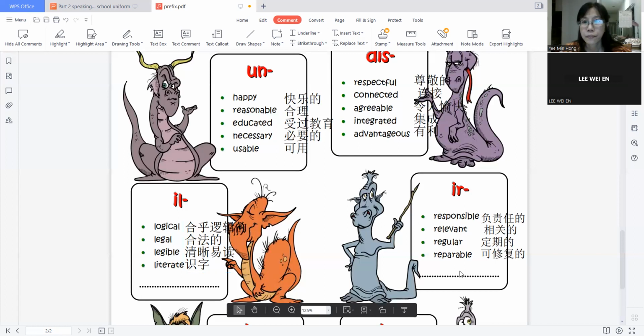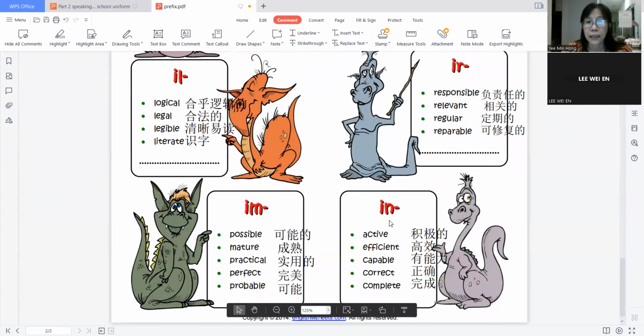Responsible, relevant, regular, repairable. This one is pronounced relevant. Can you say it again? Relevant. Okay. Can you use IR? Irresponsible, irrelevant, irregular, irreparable. So this one you basically understand, right? Regular: they do a regular check or they do an irregular check. This thing is irreparable, it cannot be repaired. He is an irresponsible person. All these are called adjectives.